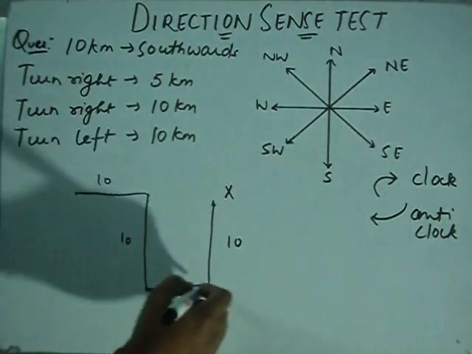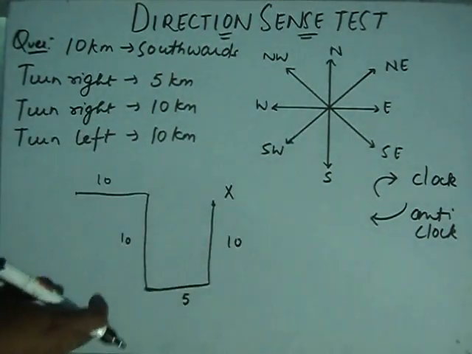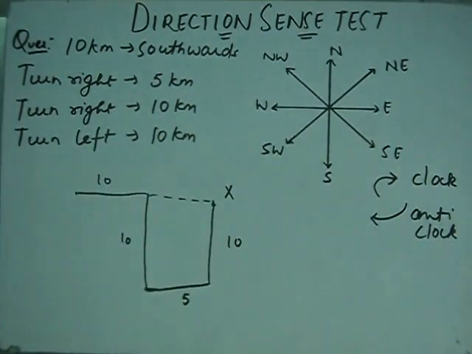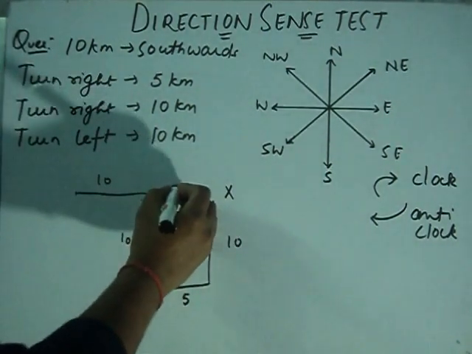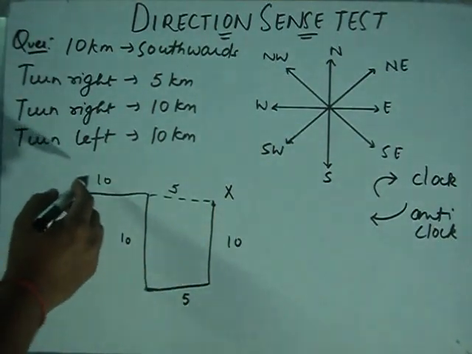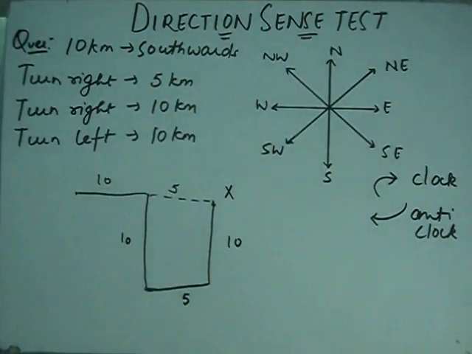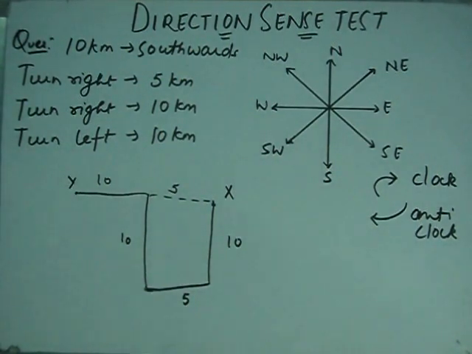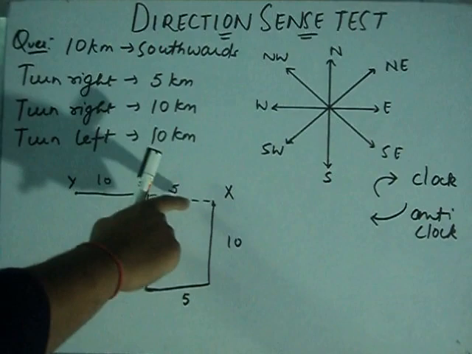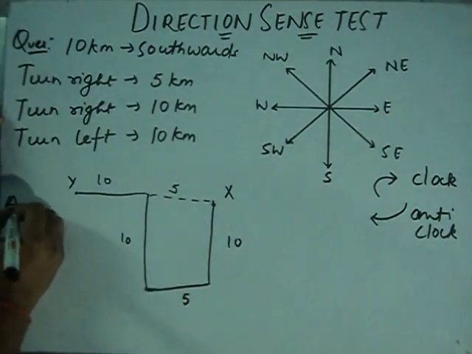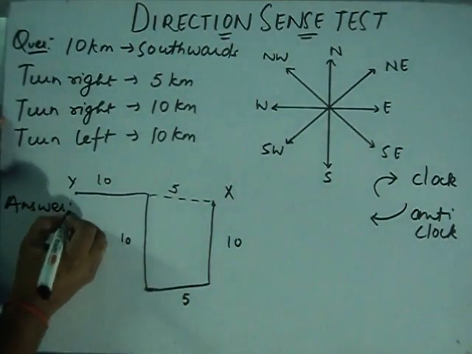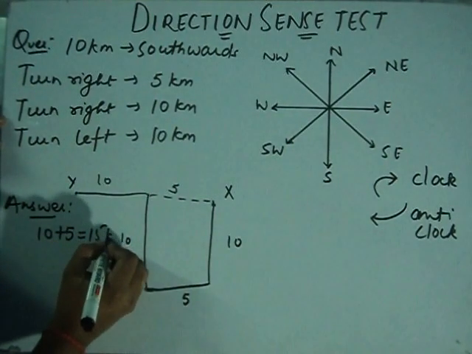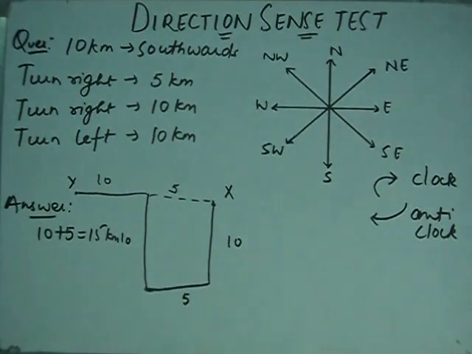So it is like opposite sides are equal and it is like a rectangle. So I can draw a dotted line like this. Opposite sides are equal means it is 5. So 10 plus 5 is equal to 15. Suppose it's my final destination, so my answer would be this total sum. So answer is 10 plus 5, 15 kilometers. My answer would be 15 kilometers.